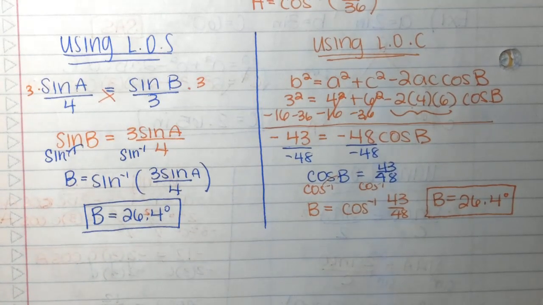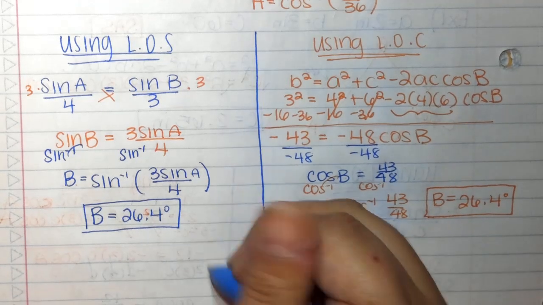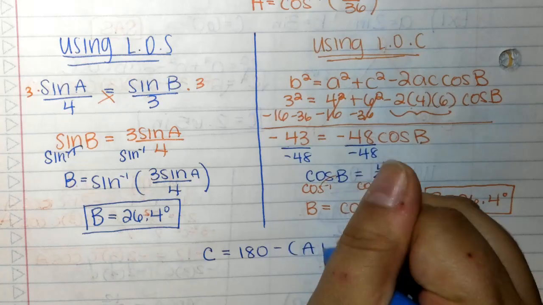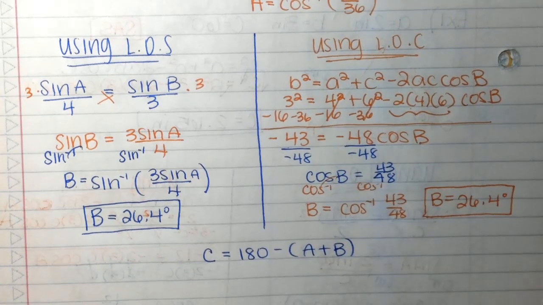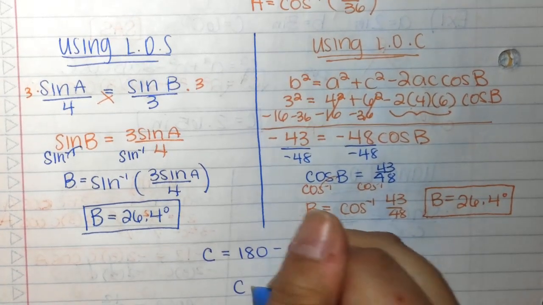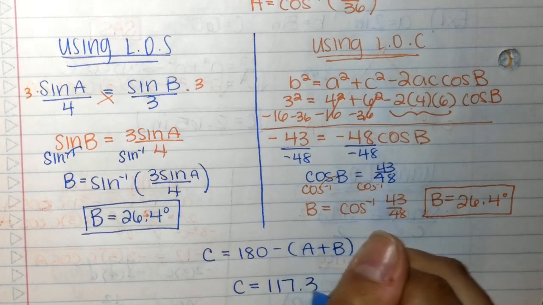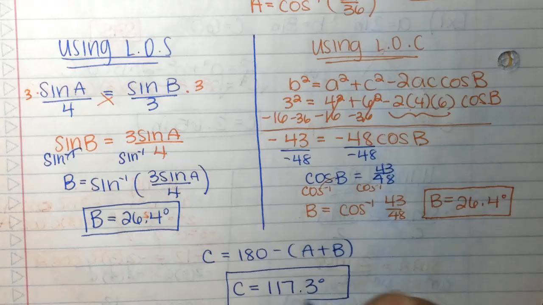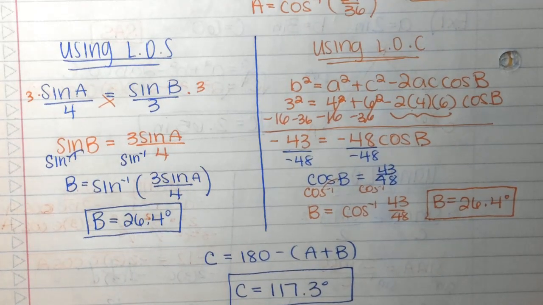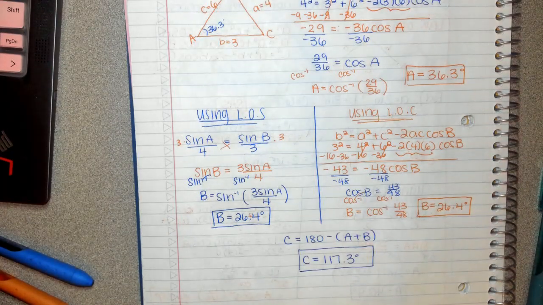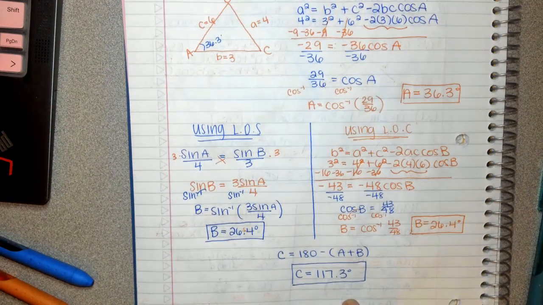Last but not least, we're not done. What do we got to do? How do we find angle C? Add A and B together in your calculator, subtract from 180. What do you get for angle C? 117.3 degrees. Do I have any questions? I know it looks like a lot of work, but it really wasn't that much, right? I feel like it wasn't that much.